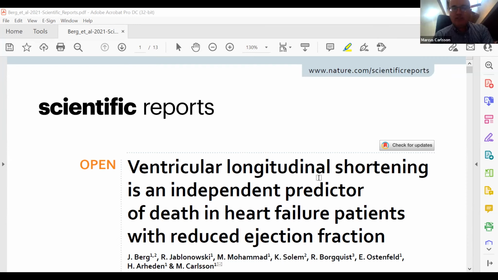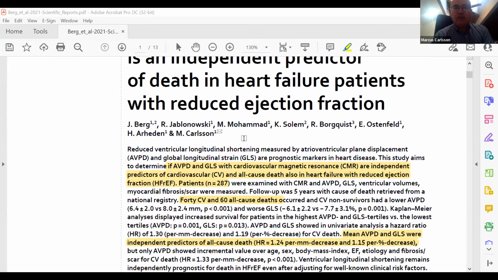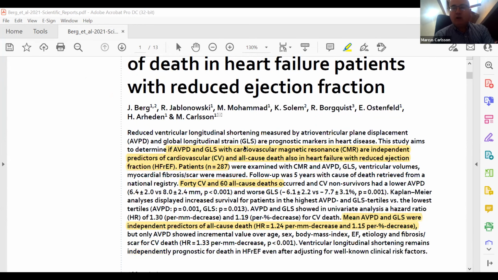Thank you so much for inviting me here today. Our paper was recently accepted in Scientific Reports and published in October. As you heard the title, just briefly here, I've just highlighted that our purpose was to see if longitudinal shortening in the way of AV plane displacement, or MAPSE, and global longitudinal strain measured with CMR are independent predictors of cardiovascular and all-cause death, also in the patients with HFrEF, so patients with ejection fraction below 40%.